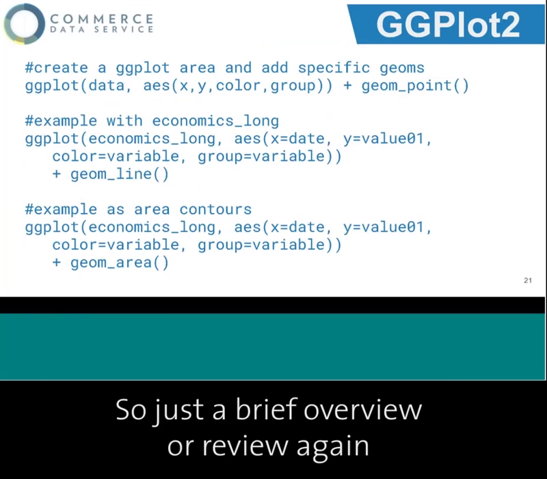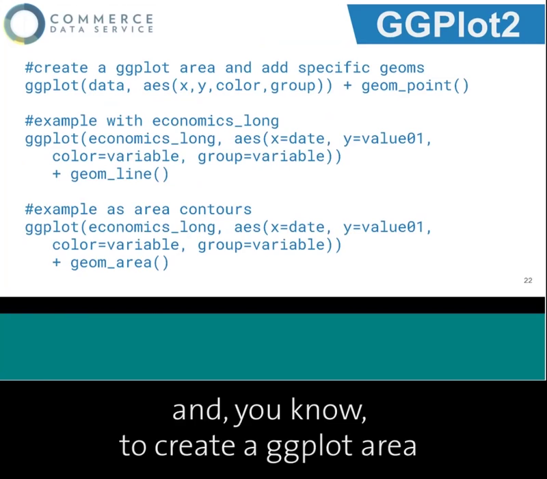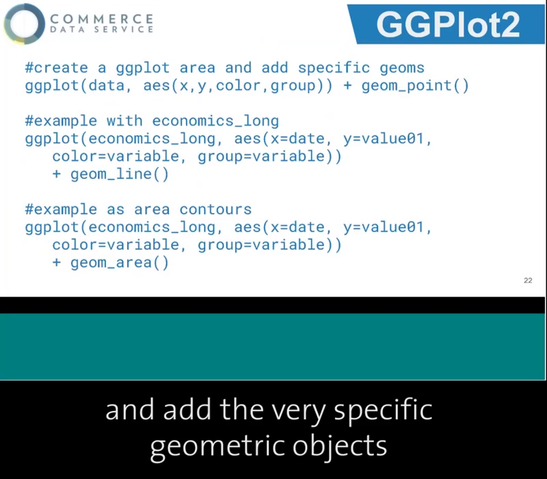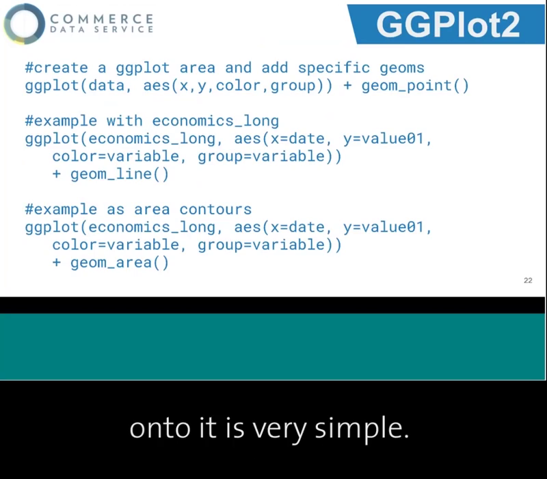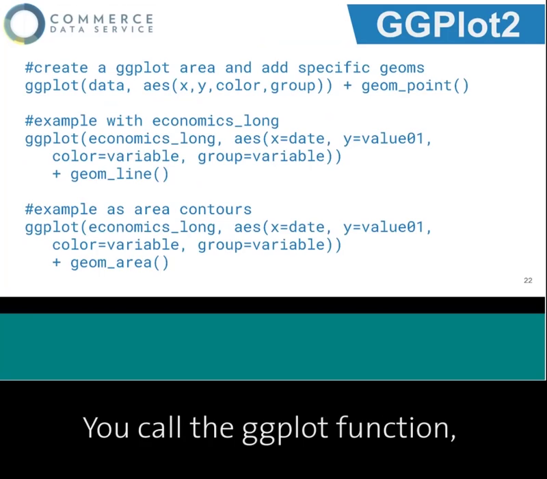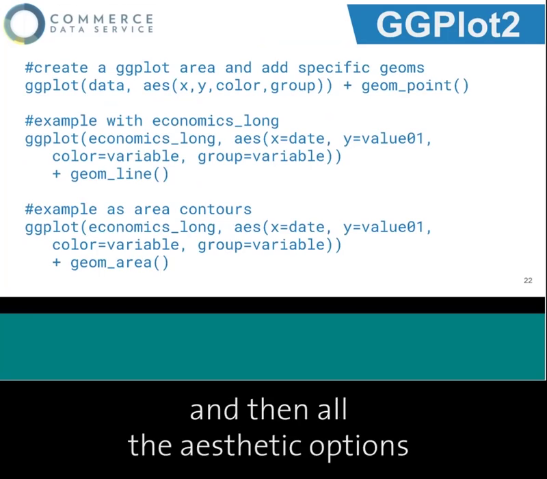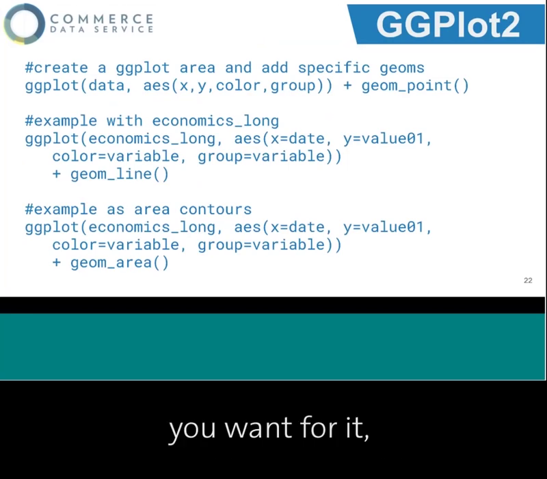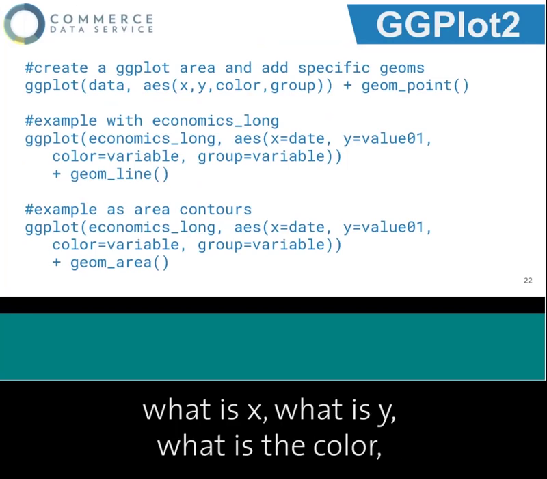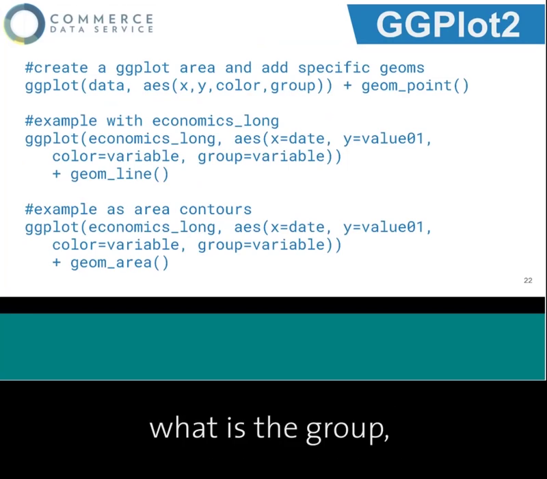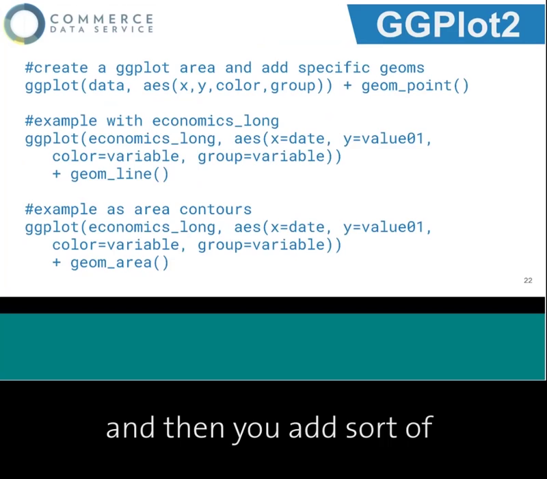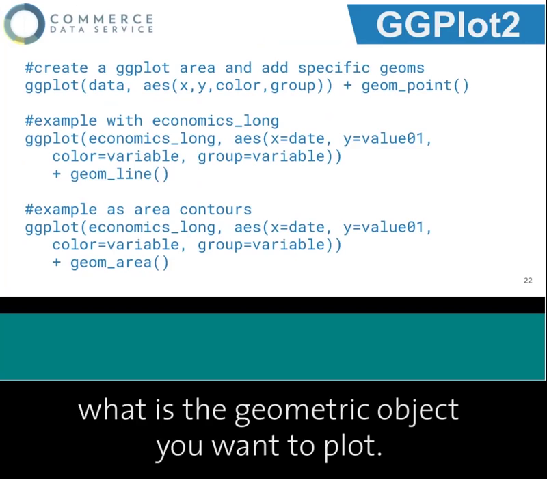So just a brief overview or review again. To create a ggplot area and add a very specific geometric object onto it is very simple. You call the ggplot function, and you supply it the data you're going to pass it, and then all the aesthetic options you want for it. What is X? What is Y? What is the color? What is the group? And then you add what is the geometric object you want to plot.